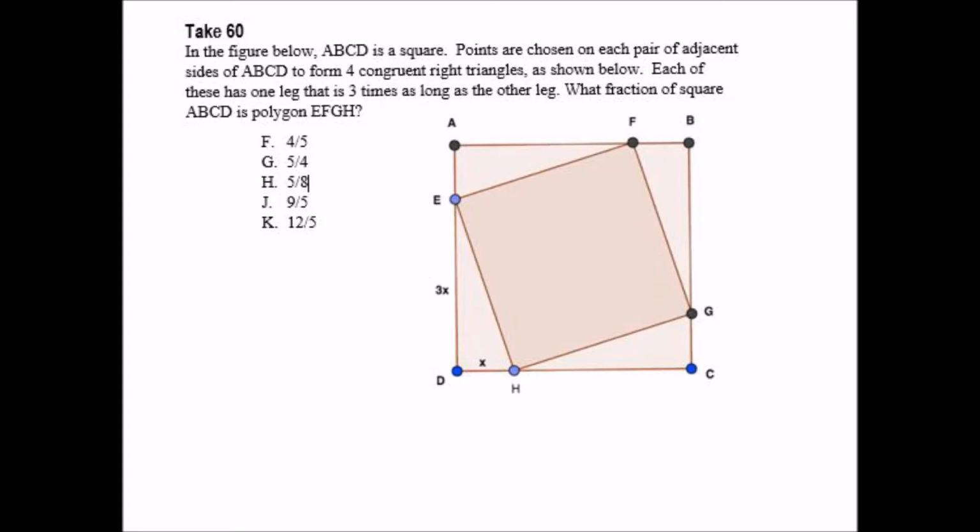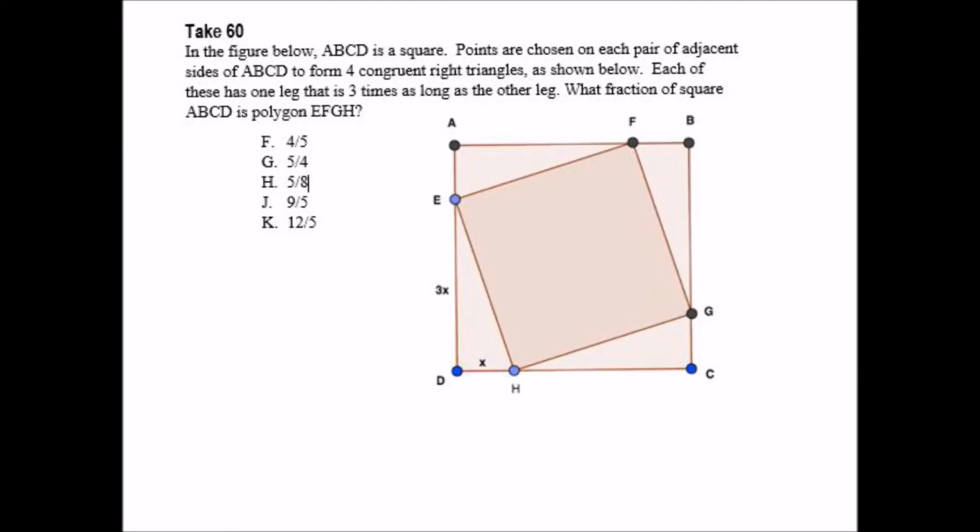Here we're given what seems to be a very complicated problem. We're asked to find, in the figure below, which is a square ABCD, given the points that are chosen along the perimeter, they form four congruent triangles, and they also form this square here on the inside.